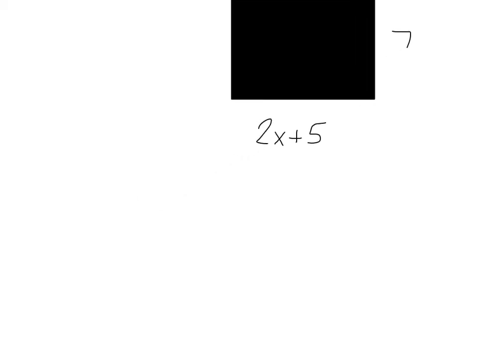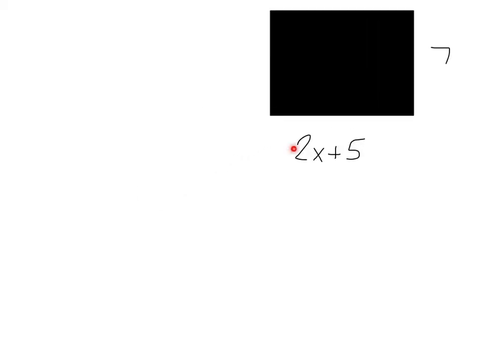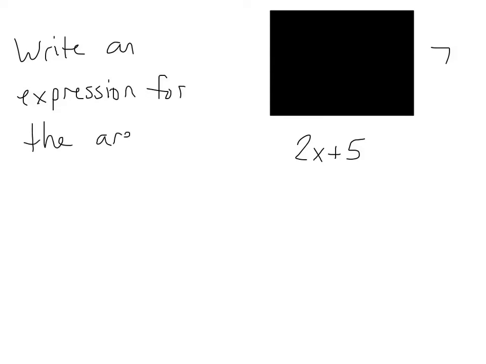All right, so let's say we're given this figure here, okay, and the length is 2x plus 5, and the width is 7. Okay, and what we want to do is write a variable expression that represents the area of this black figure. So we're going to write an expression for the area. So area of a rectangle is equal to the length times the width. Okay, we've known that for a long time.